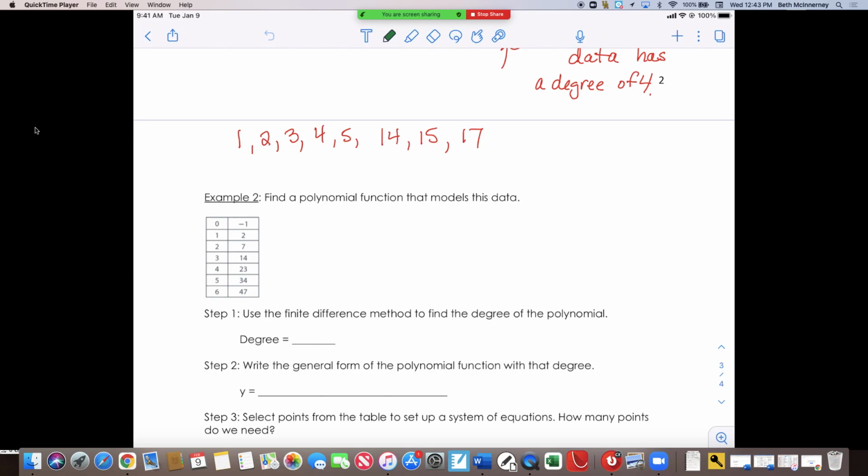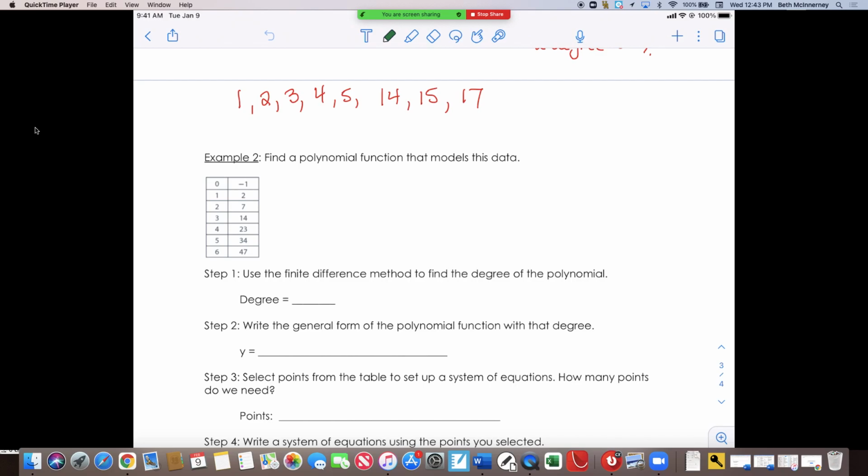So this one, well, we're not going to need it quite yet, but in the next example, so just make sure you find them. It says, find a polynomial function that models this data. So when you have a table of data, you are going to do the finite difference method.